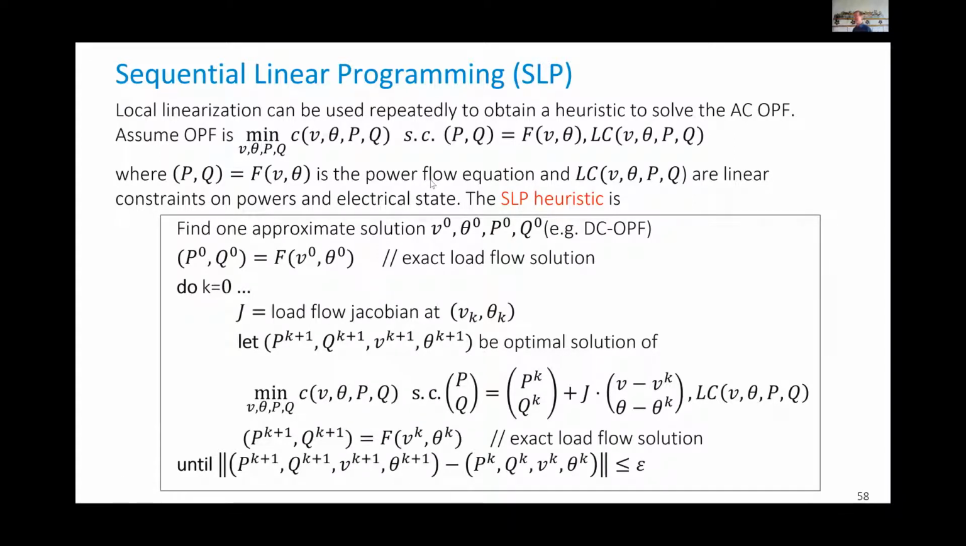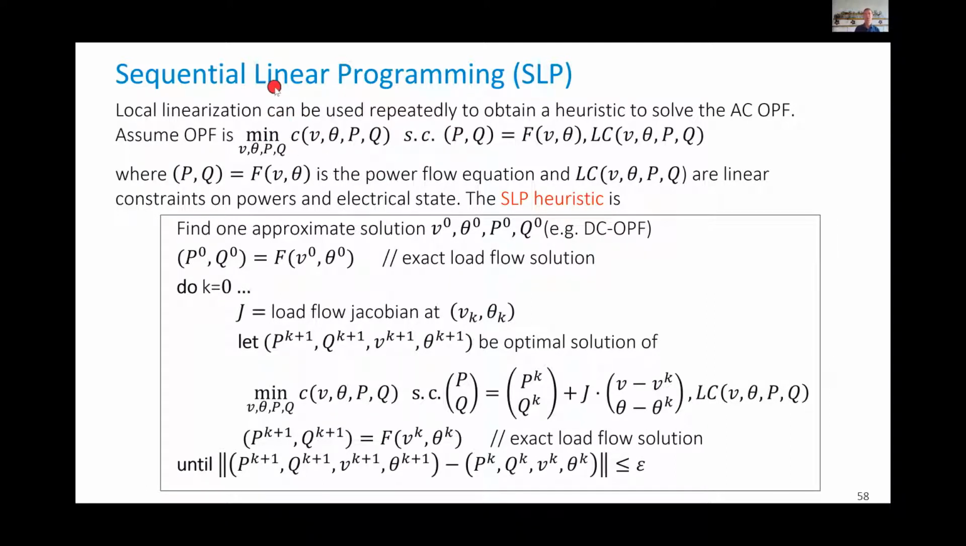We have seen that we can linearize the power flow equation using first order Taylor approximation, but we can do that a bit in a more powerful way by doing it iteratively. This is called sequential linear programming. One of the difficulties in engineering is that the names are sometimes misleading.